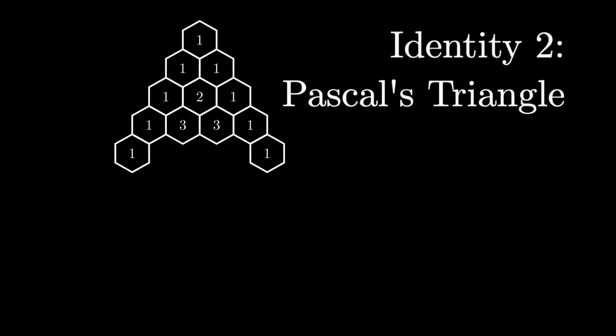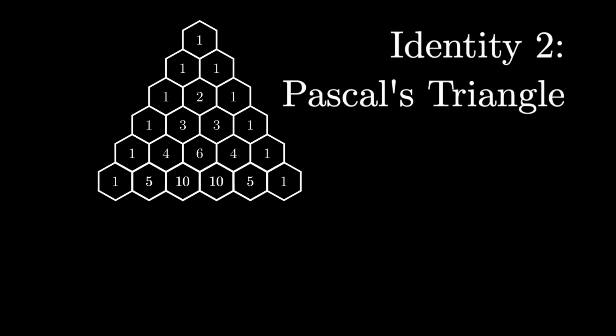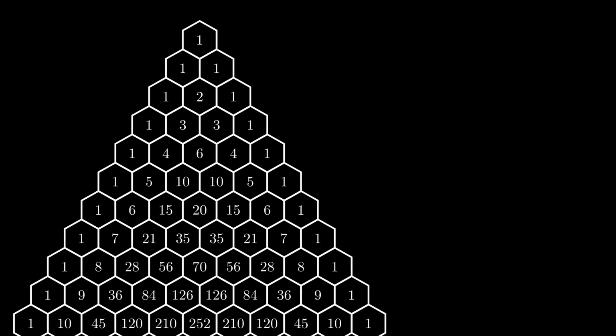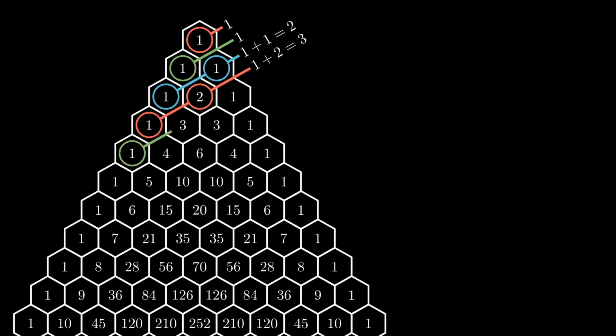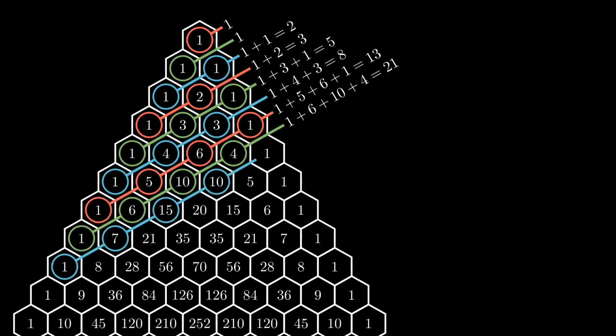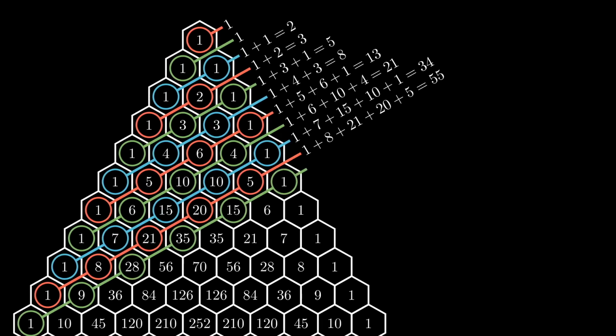The next identity comes from looking at Pascal's triangle, where each entry is the sum of the two entries above it. We will look at the sum of entries across slanted diagonals in Pascal's triangle. Surprisingly, the Fibonacci numbers pop out. So our 34 tilings are the sum of one of these diagonals.